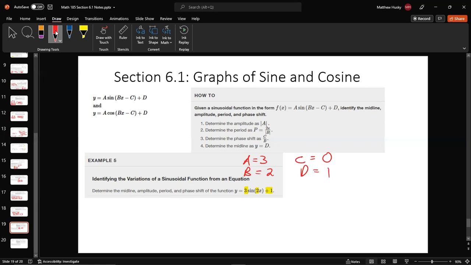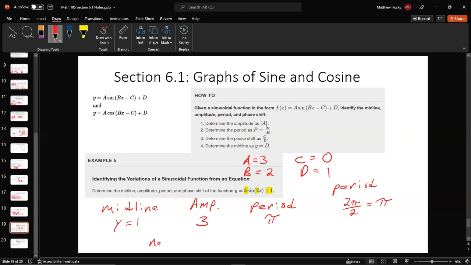So the midline is the value of D. So that's going to be y equals 1. The amplitude comes from A. The amplitude is going to be 3. For the period, this one requires a little bit of work, but not really a whole lot. The standard period is 2 pi. You need to divide that by 2. And if you do, you end up with pi. So the period is pi. And then there is no phase shift because there is no value for C. So there is no phase shift.